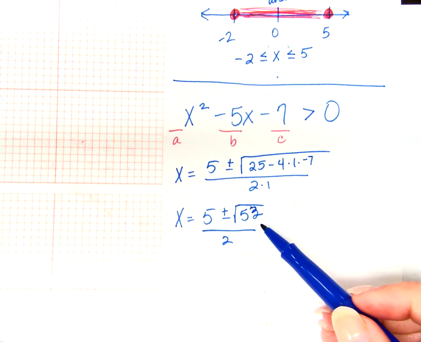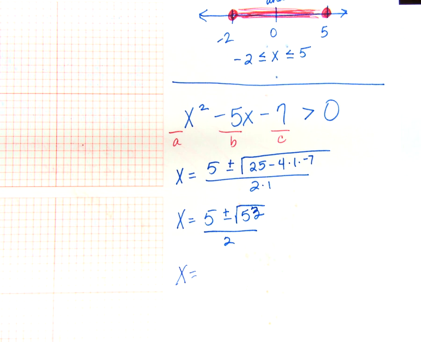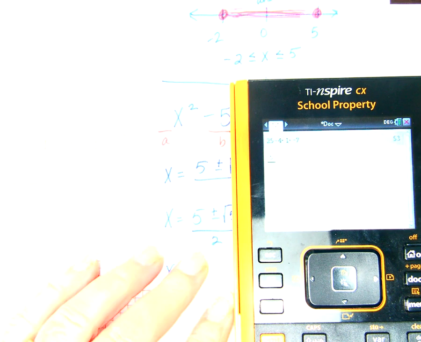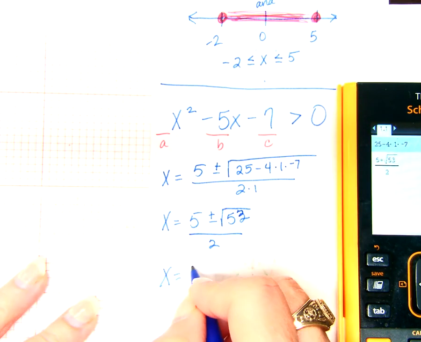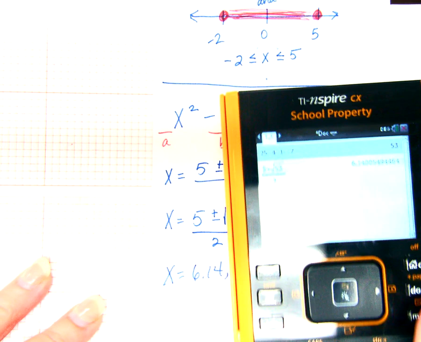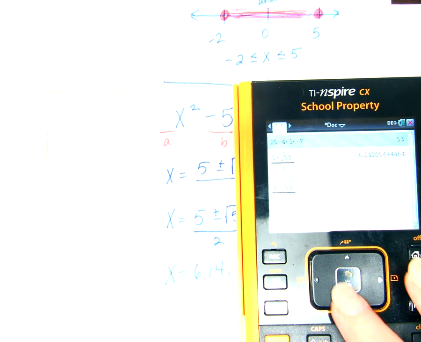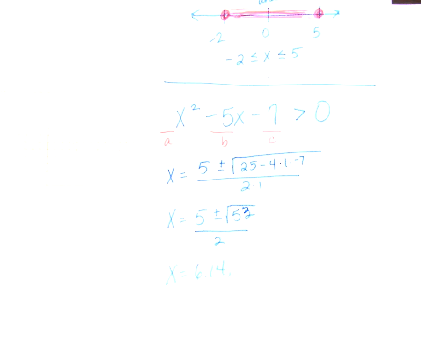That doesn't make any sense. So how am I going to get numbers that make sense here? I really want to use my calculator this time, because I'm going to do a fraction that says 5 plus the square root of 53 divided by 2 to get 6.14. And I want to do a fraction that says 5 minus the square root of 53 over 2. And this time I get negative 1.14.